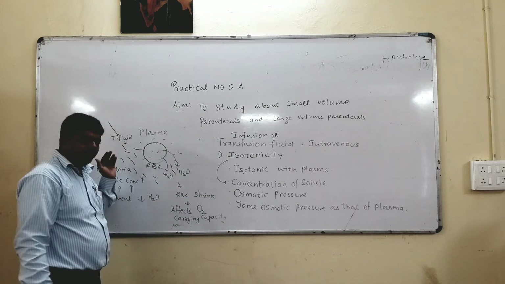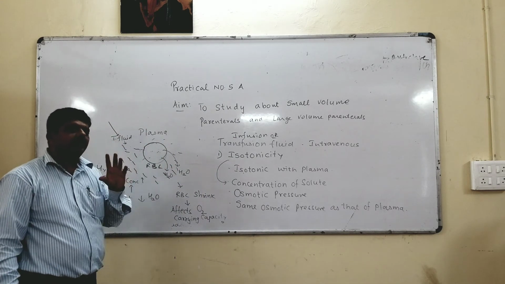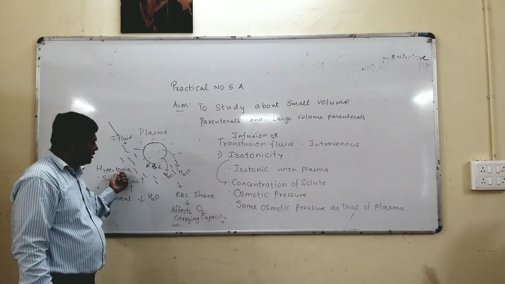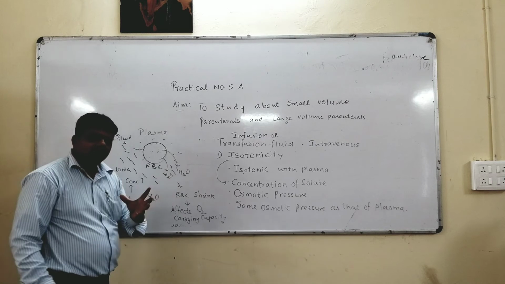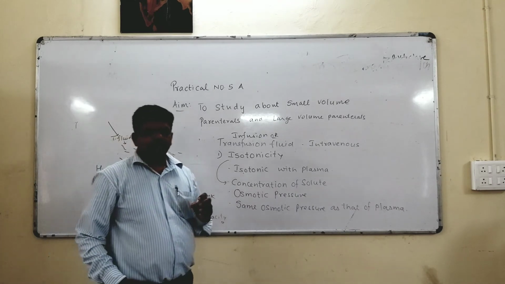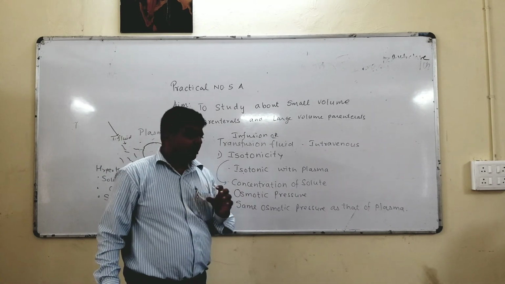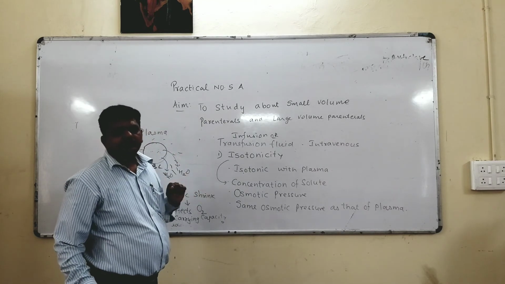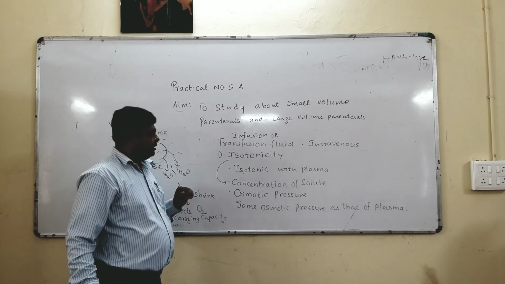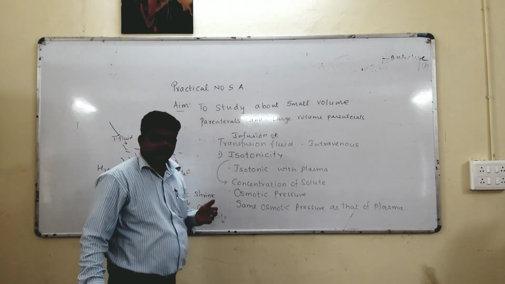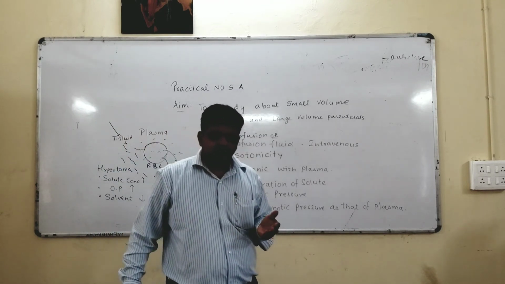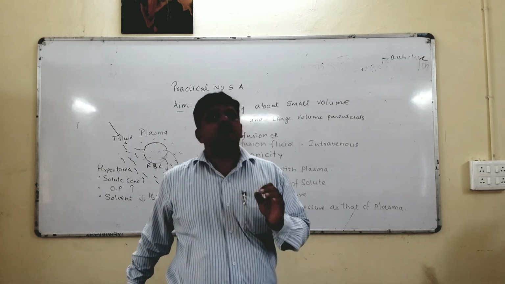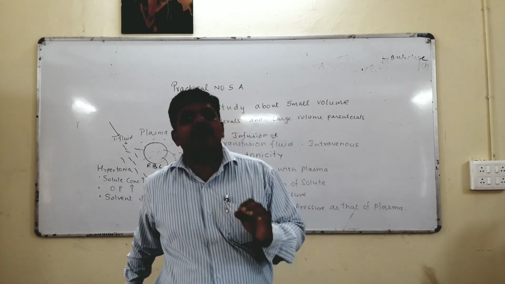If it is hypotonic, then RBC will burst. If it is hypertonic, then RBC will shrink. So, no doubt it also affects our other body cells. That's why whenever you inject any drug into the vein, it must be isotonic with plasma.